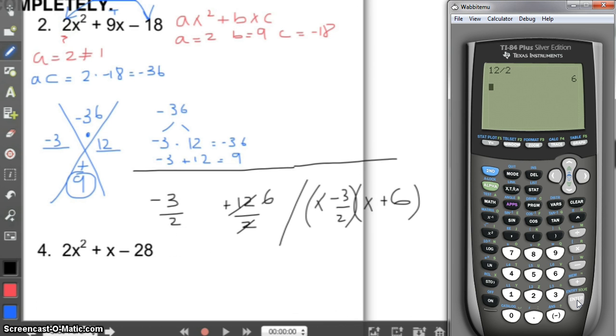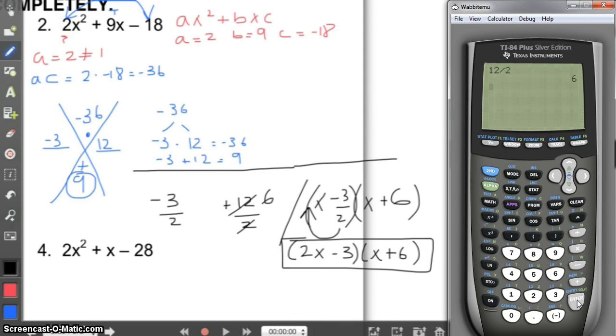Don't forget the last step is to put this denominator up, so bottoms up. It becomes 2x minus 3 and then 2x plus 6. And this would be the factored form of 2x squared plus 9x minus 18. So this is the final product.